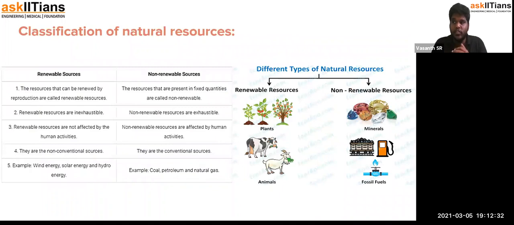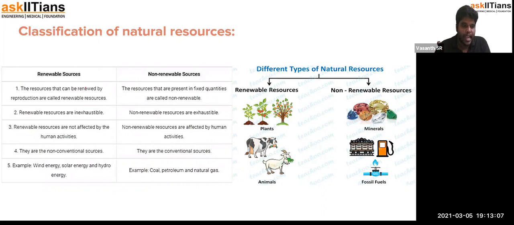So natural resources are classified again into two types. After being utilized, is it going to be recharged back naturally, available again without interference of human beings, or will it get used and not be replaced any sooner? So there are two types. One is renewable resource, and the other one is non-renewable resource. So let's see the differences, shall we?